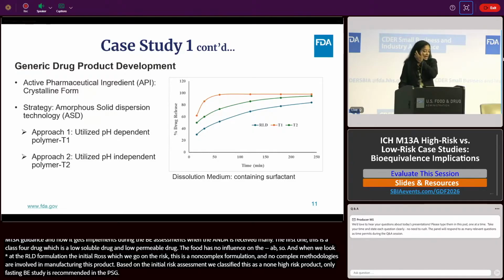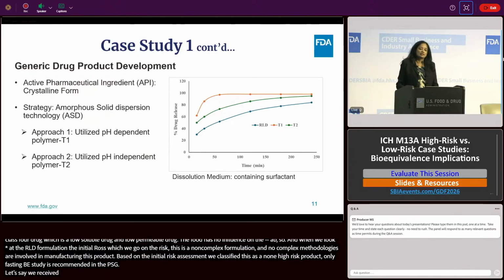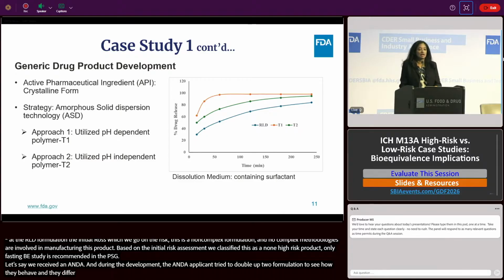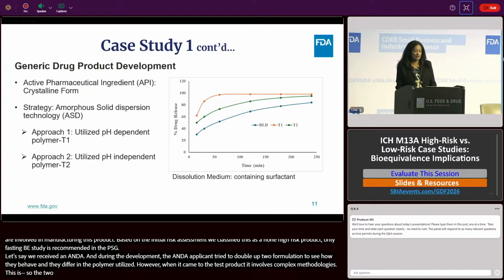Let's say we received an ANDA, and during the generic drug development, the ANDA applicant tried to develop two formulations to see how they behave, and the two formulations differ in the polymer that is utilized in making the amorphous solid dispersion. First of all, I want to make a point here that the RLD formulation is simple. However, when it came to the test product, it involves complex methodologies. This is an amorphous solid dispersion. So the two polymers are one pH-dependent polymer, and the other one is a pH-independent polymer.